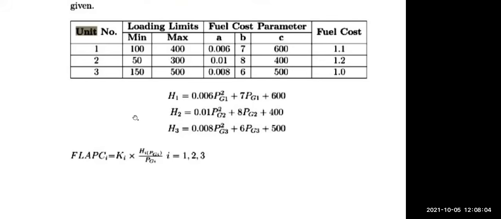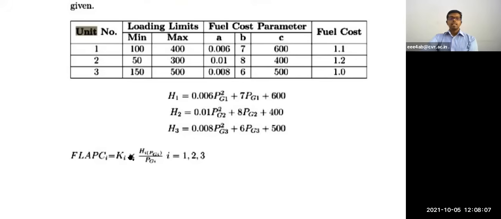So FLAPC of the first generating unit is calculated by HI of PGI divided by PGI, into KI. KI is nothing but the fuel cost, as I already said. You can also write fuel cost I, or KI, or rupees of I, or dollar of I. All are the same. In some other countries they follow dollars; in our country we follow rupees. Whatever the data given, this formula is the same.